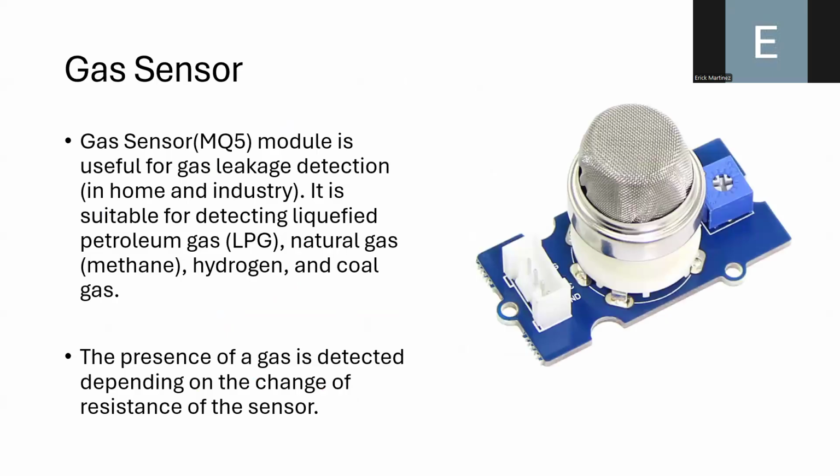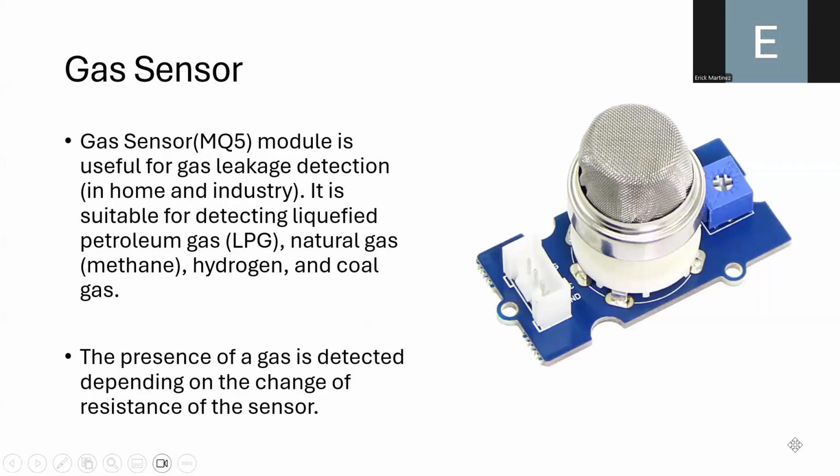Well, another type of sensor that you can use to monitor certain quantities is the gas sensor. Here is an illustration of a particular gas sensor that is called the MQ5. The reason for the 5 is that it can measure, according to the manufacturer, 5 different types of gases. We can measure liquefied petroleum gas, natural gas, hydrogen, and coal gas. Okay.